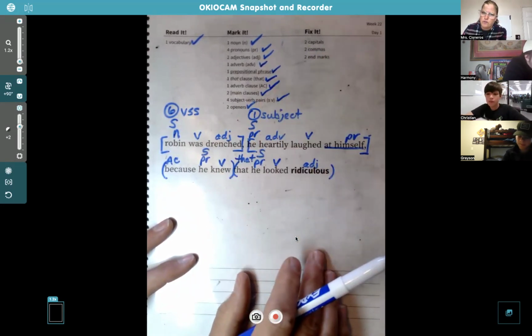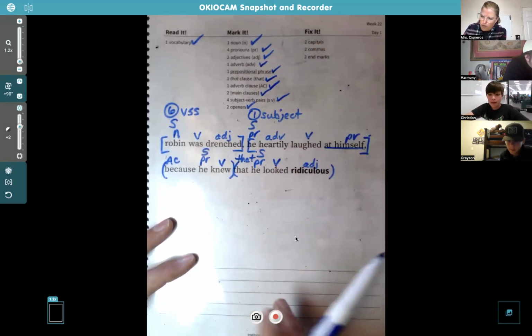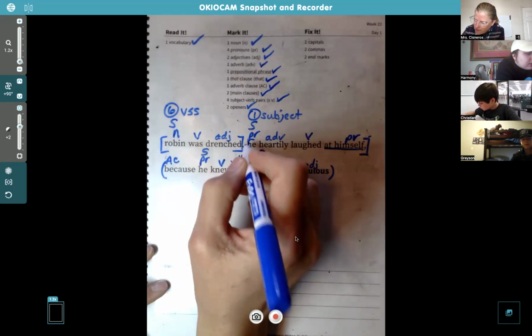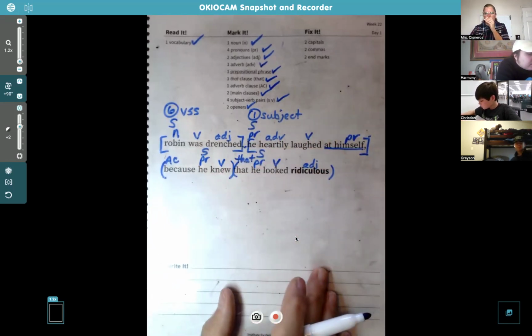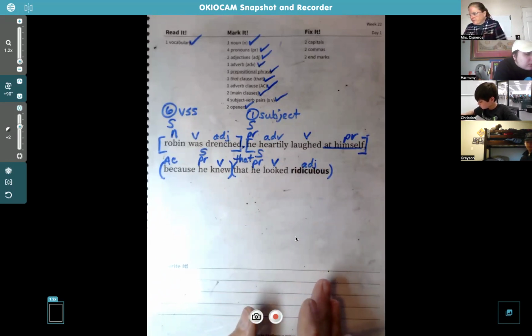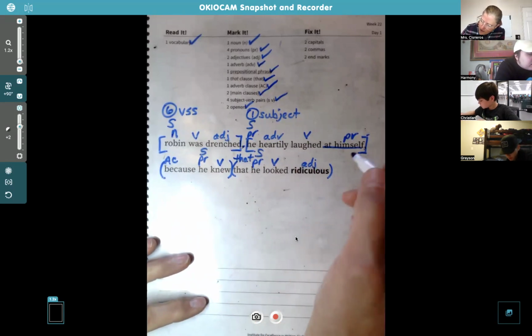Well, before we find the capitals, we need to figure out the end marks. So it says two end marks. So we're going to split up something here. So Harmony, do you know where the two different end marks go? Where does it go? Tell her where the period goes after the word. Drenched. Yes, good. That's one. Where does the other one go? Where's the other period go? At the end, after the word. Ridiculous. Good. Excellent.